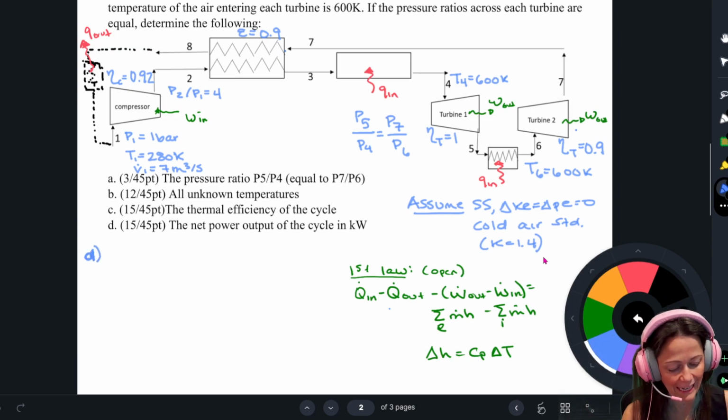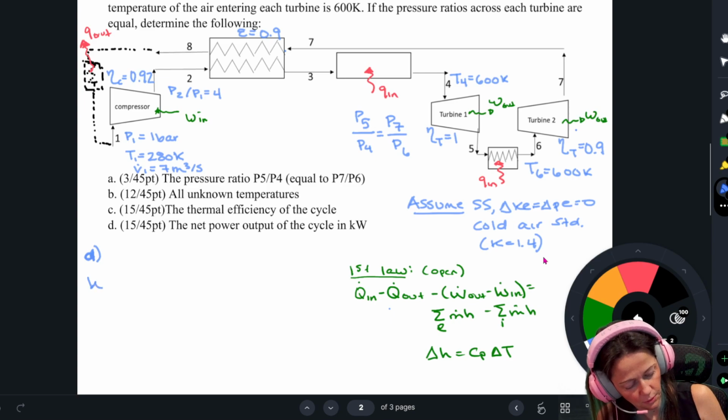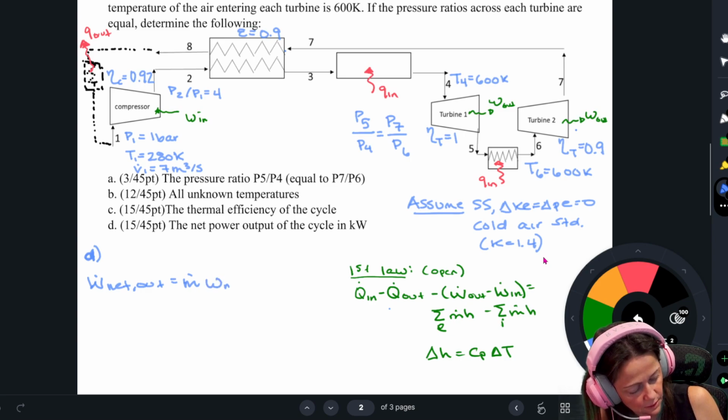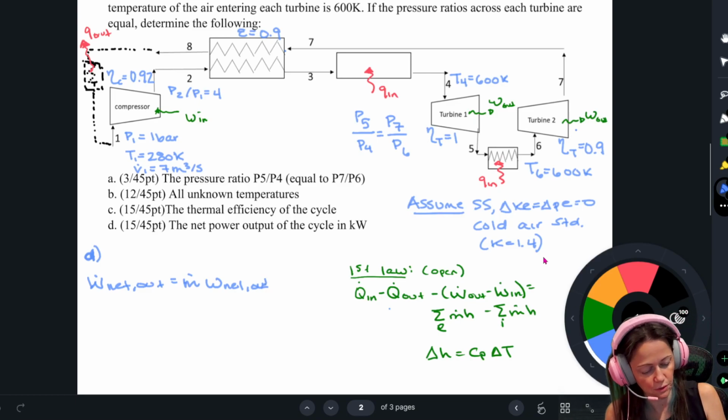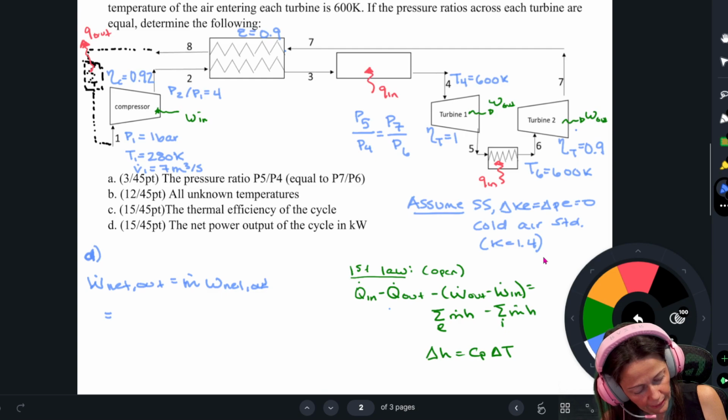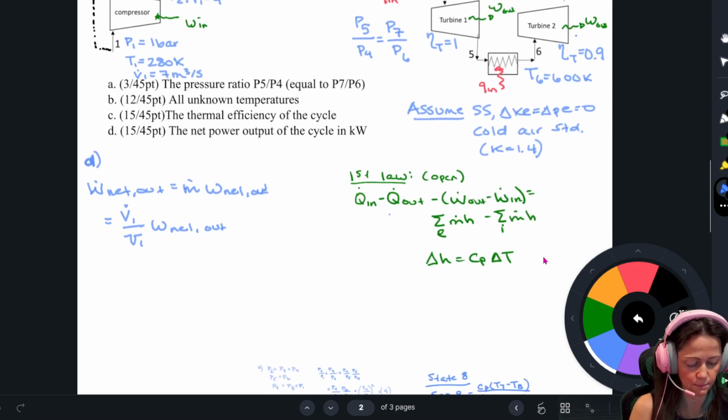you needed to find the net power output. So W dot net out is equal to M dot times little W net out. Your mass flow rate is not given to you, but you do have the volumetric flow rate. So your mass flow rate is going to be V dot 1 over your specific volume V1 times little work net out.